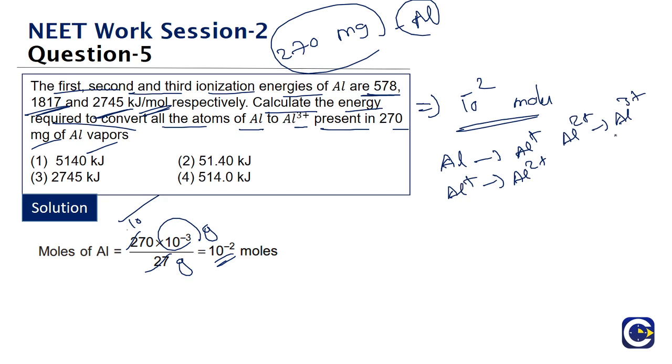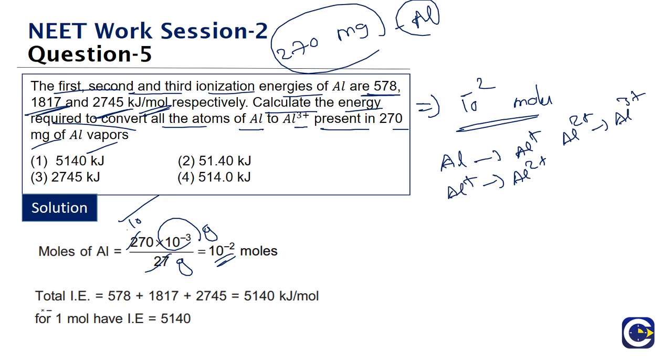Now we want to convert aluminum to aluminum 3 plus at a time. Means what is the total energy requirement? So the overall energy requirement means we have to add all of these, right? Which is 578 plus 1817 plus 2745. Why are we adding it? Understand, why are we adding it? Because we are trying to convert aluminum into aluminum 3 plus in one go. Means removal of the first electron plus removal of the second electron plus removal of the third electron, total. Okay, so what is the total value? 5140 kilojoule per mole.